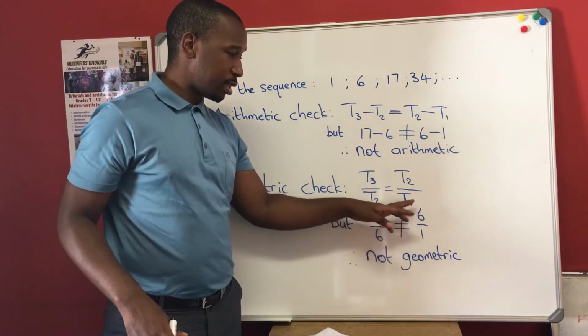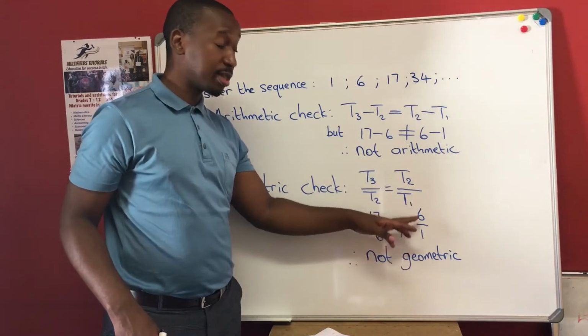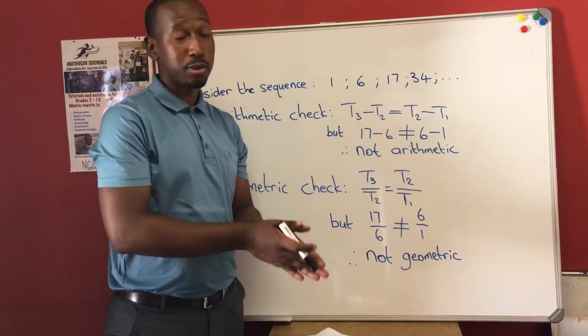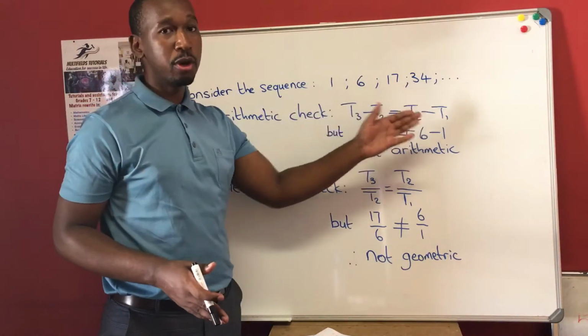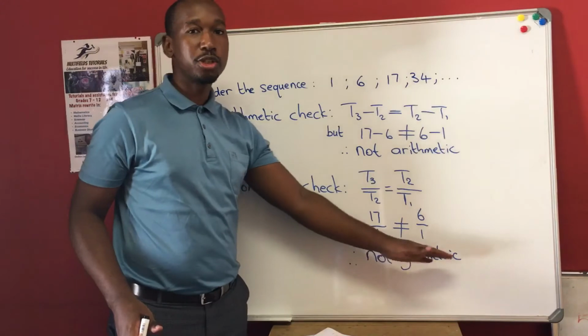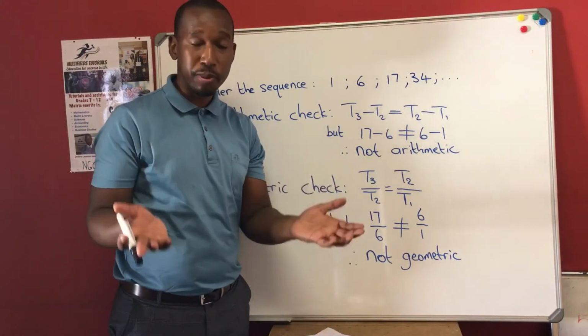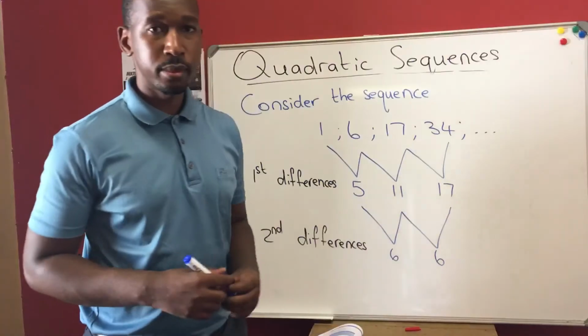Then we check T2 over T1. That gives us 6 over 1, and that's 6. So 2.83 does not equal 6. So this sequence does not have a common ratio, so it definitely cannot be geometric. So what kind of sequence is it, and what are its properties? We will take a look at that now.